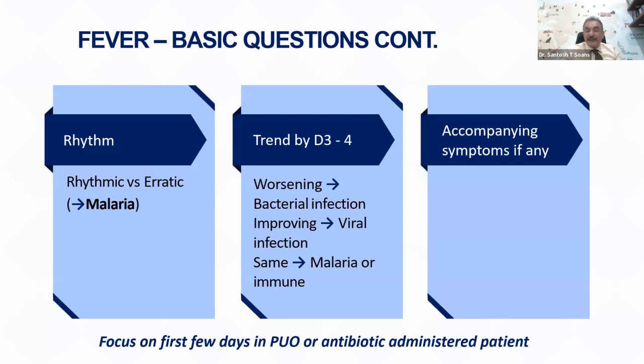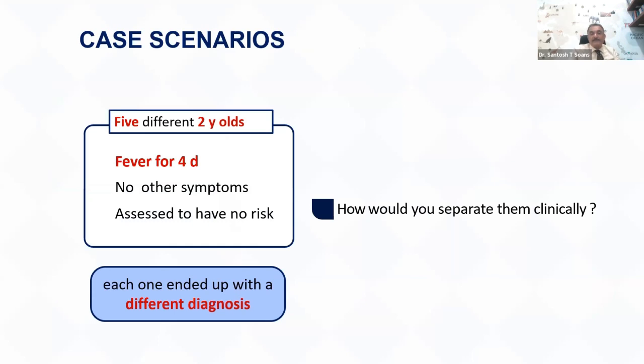Accompanying symptoms, if any, I told you. That is very, very important: running nose, cough, loose motion, all those things will indicate where the fever is. Focus on the first few days. In PUO, pyrexia of unknown origin, you need to just observe, because the patient has been okay for 3 months. Nothing will happen in 3 weeks. Nothing will happen to him. Don't just start on antibiotics in this chronic or long-duration fever.